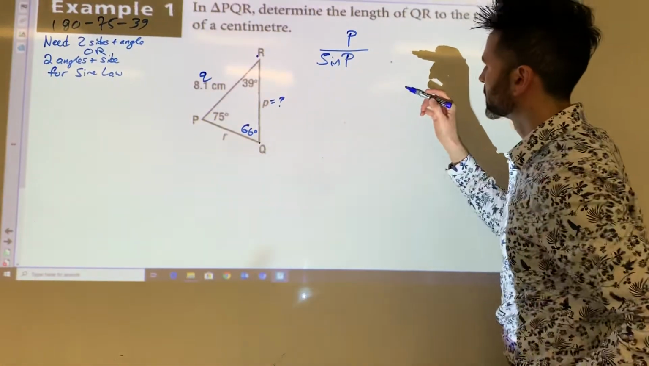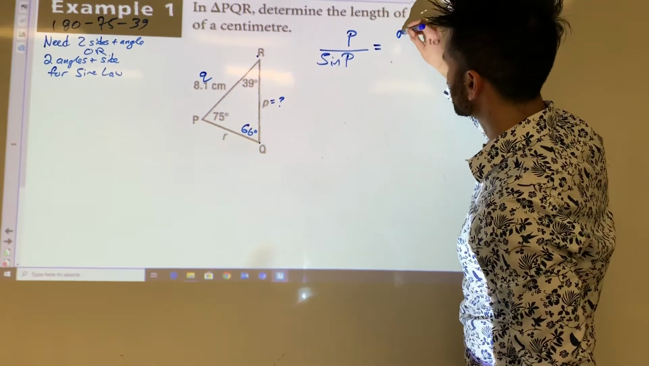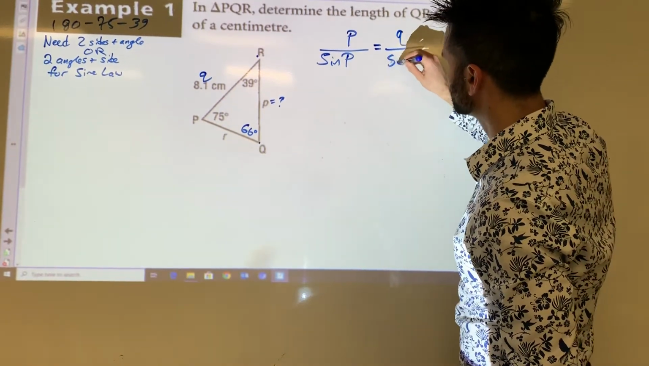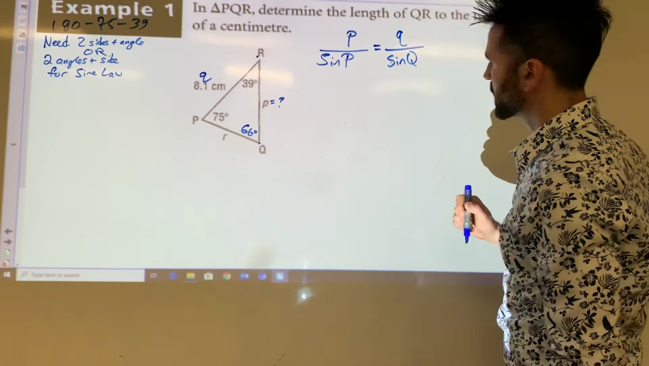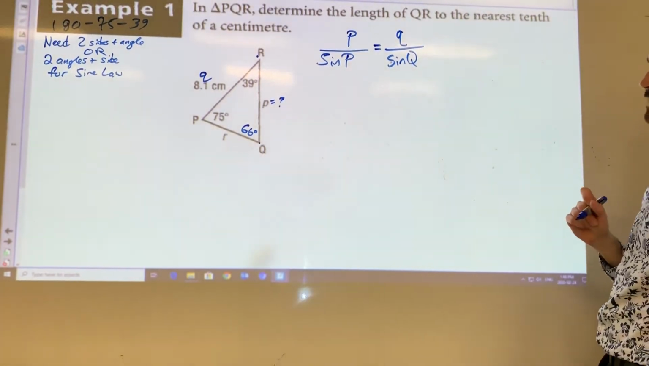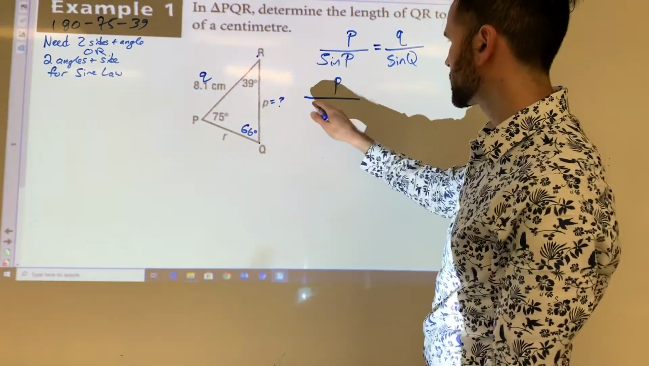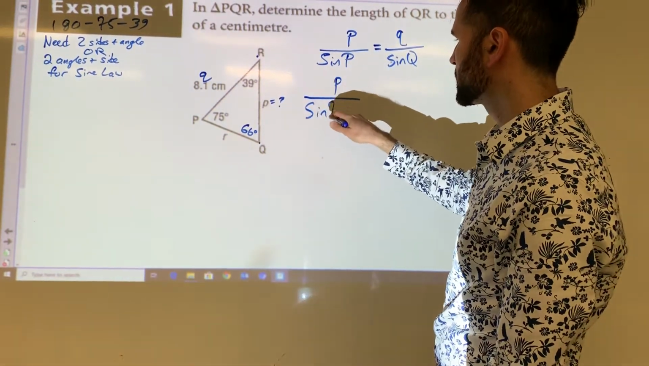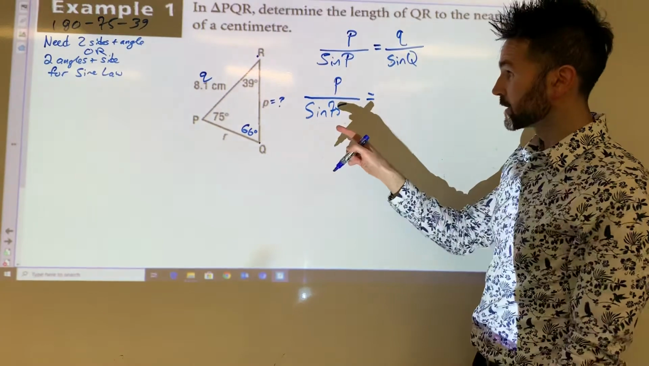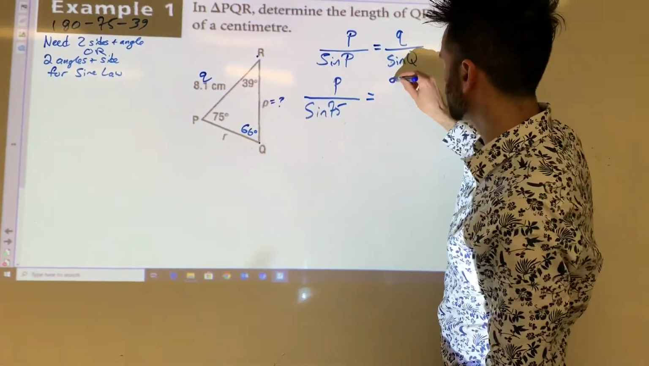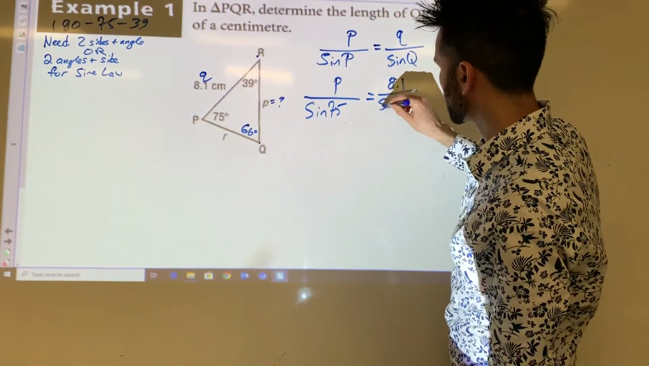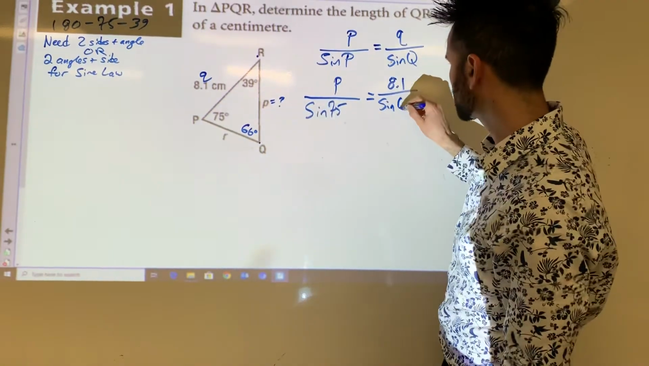Okay, so then I can say, all right, the sine law says that if I equate these two ratios, they'll be the same. So that's what I'm going to do. And now just plug in the information you have. So I don't know little p, but I know that the big P here is 75. So I'm going to write sine 75. And then little q is 8.1 over sine Q, so sine 66.